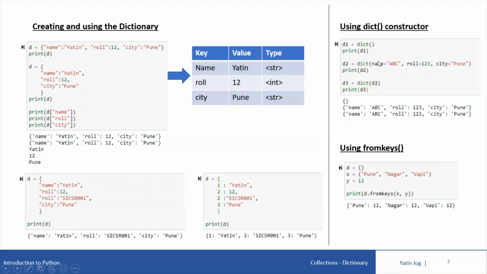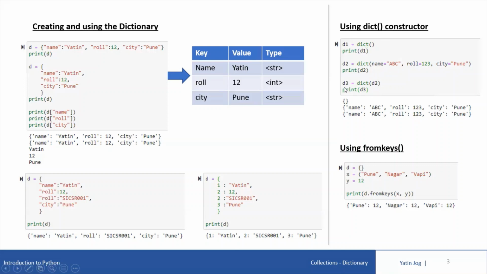That means name is my key and ABC as a string is the mapped value to the key name. Role is my key and 123 as an integer value is mapped with key role. City is my key and Pune as a string will be mapped with my key city. And if I say print D2, it will print name, in double quotes or single quotes, mapped with ABC, role with 123 and city with Pune. So that is the only difference you have to remember while using the dictionary constructor: you don't have to put even the keys into double quotes.